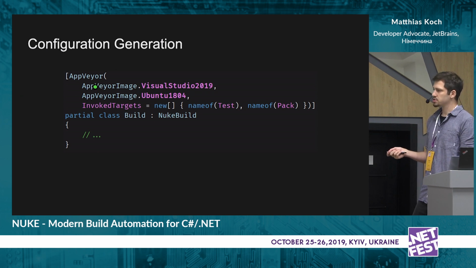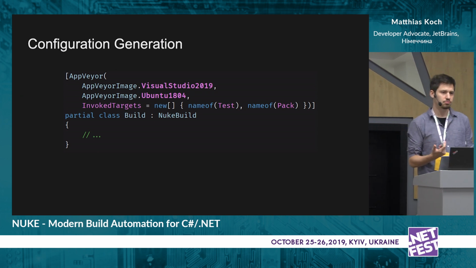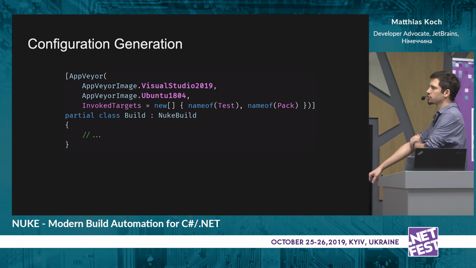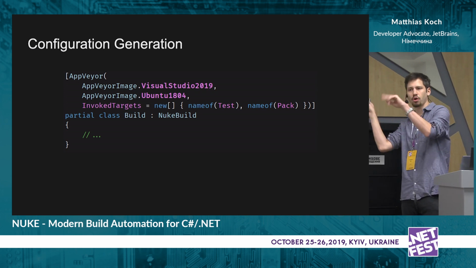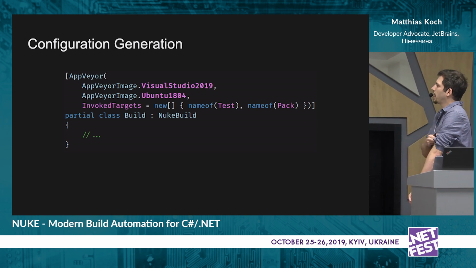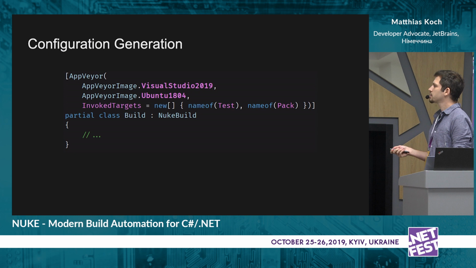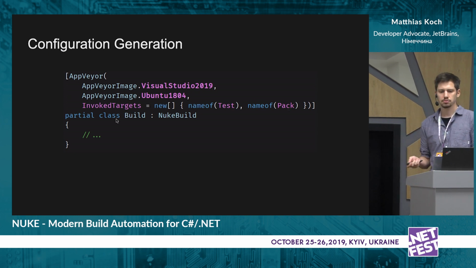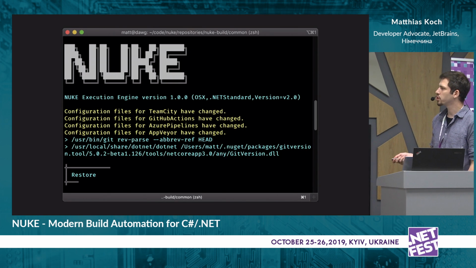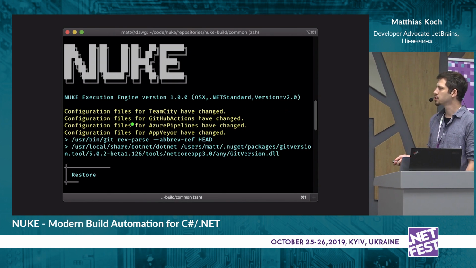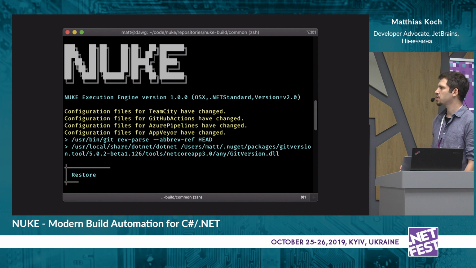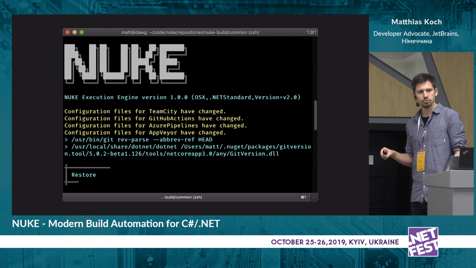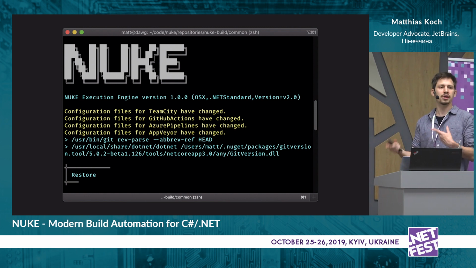The next thing is you decide, okay, which images should it be built for? You can pick a bunch, so I picked only 2, but it's basically params of images. And you also tell the attribute which targets should be invoked. And that will automatically create the configuration files. Currently, TeamCity, GitHub Actions, Azure Pipelines, and AppVeyor are supported. And with every execution of NUKE, those configuration files get automatically updated.